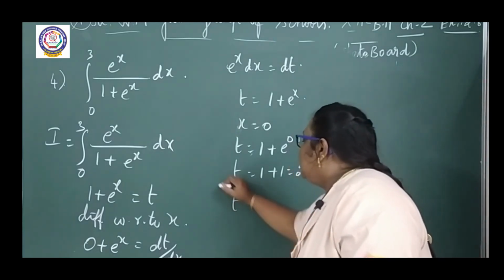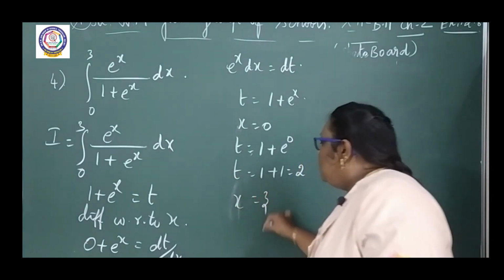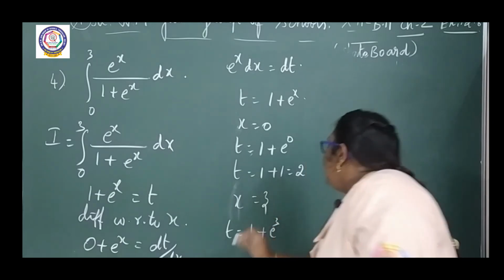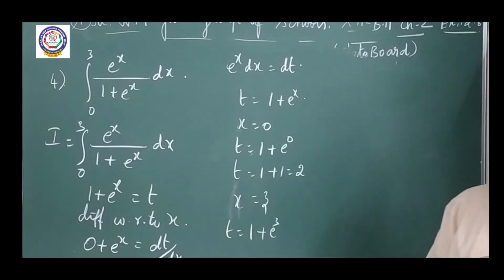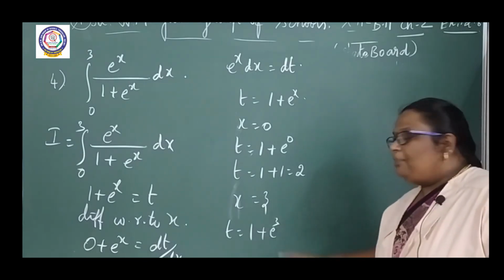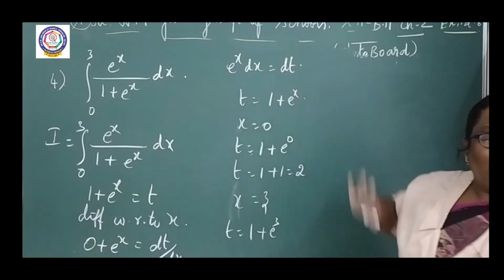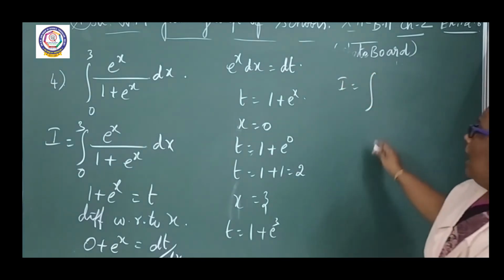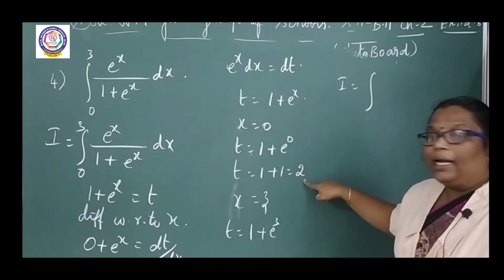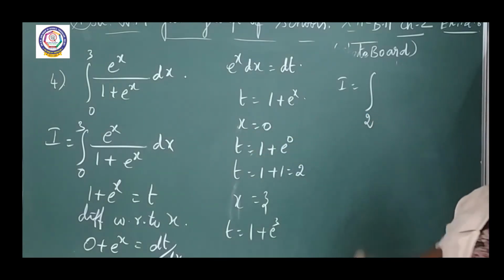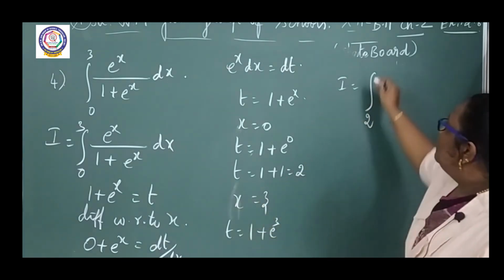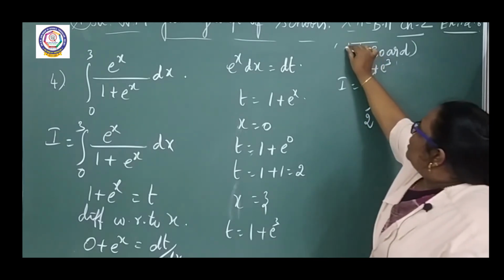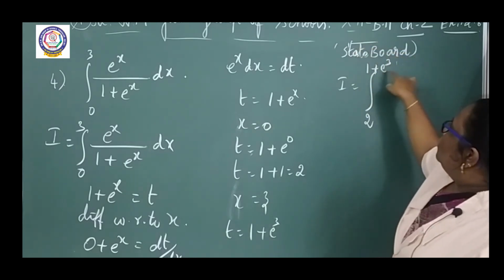If x equal to 3, t equal to 1 plus e power 3. In the place of x, you can substitute the value 3. So, e power 3. So, you substitute everything in the given sum. I equal to integral, if x equal to 0, what is the limit? 2. If x equal to 3, what is the limit? 1 plus e cube.